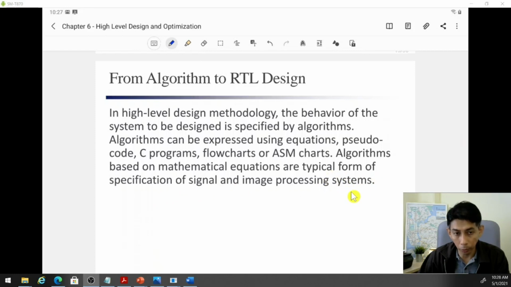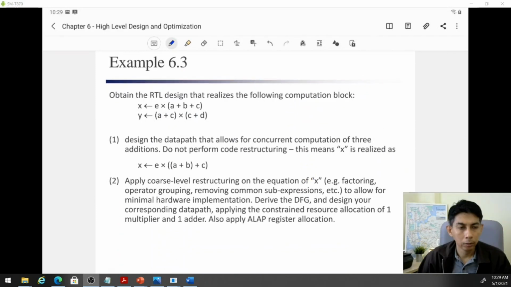So for example, if you want to design an image processing system or digital processing hardware, normally the algorithm is in the form of equations. Later we will see how, from that equation, we create the hardware to implement that algorithm or equation. So in this example we will continue in the next video.